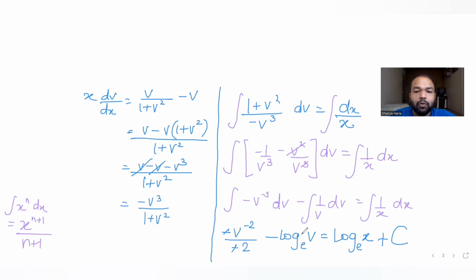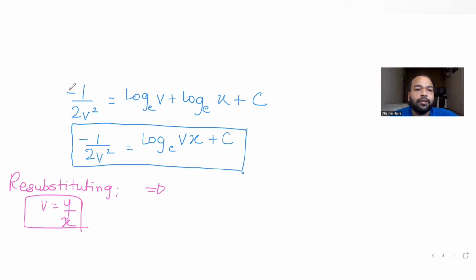Sorry, we do not have a minus sign over here. We already had this plus, so I'll write that. So 1 upon 2v square becomes 1 upon 2, and this becomes y by x the whole square, equal to log vx to the base e plus c.